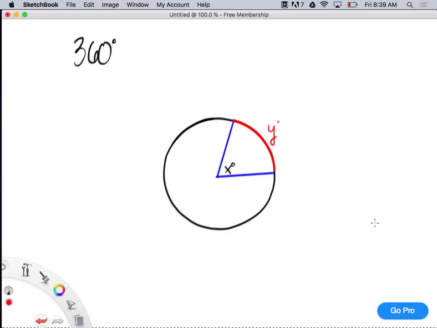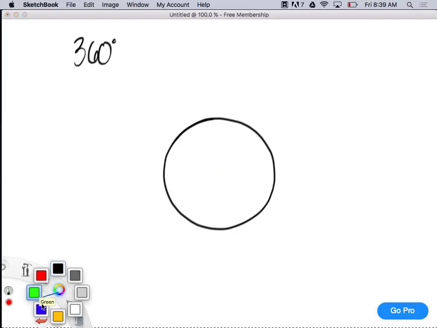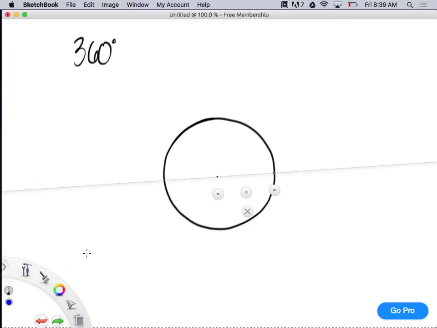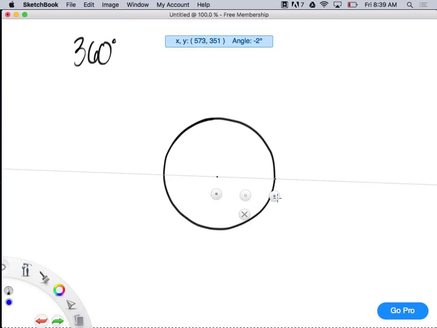Okay. Now, another thing is, let's say I slice up my pizza pie. Let's say I got a little pizza pie here, and I slice it up.